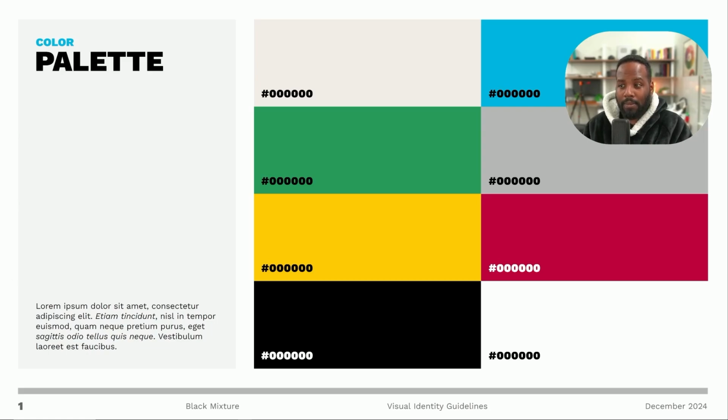Okay, besides the hex codes being incorrect, the color palette in the visual identity guidelines is missing color names to describe the colors. This makes it harder for someone to use the color palette correctly.